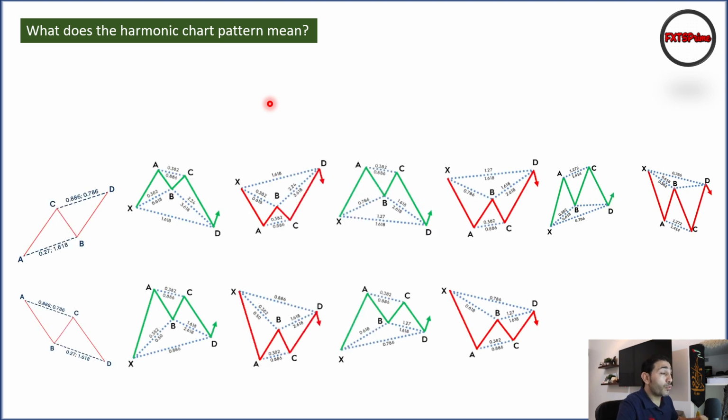So first of all, guys, let's discuss what the harmonic chart pattern means and how those patterns look. If you look at these pictures here, you can see there are several patterns drawn on the chart. I'm going to show you what those charts mean. Then we're going to start with the first chart, which is the ABCD chart.